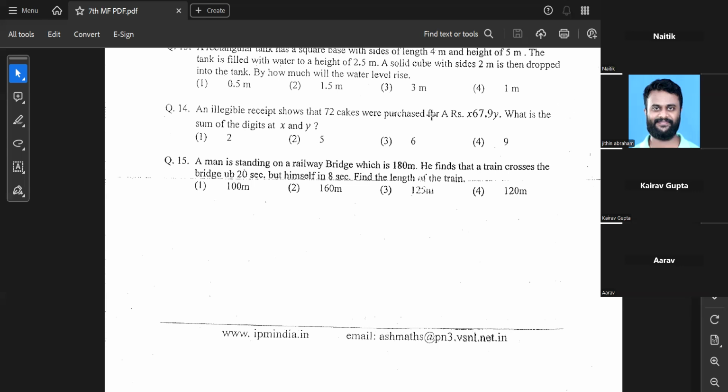Yes, Naitik, tell me. Sir, I have a doubt in the previous second lecture. Okay, I'll suggest you mark that doubt. After a few papers, as I've said, we'll be taking a doubt solving session. That time we can handle your doubt. Okay, sir, sure.